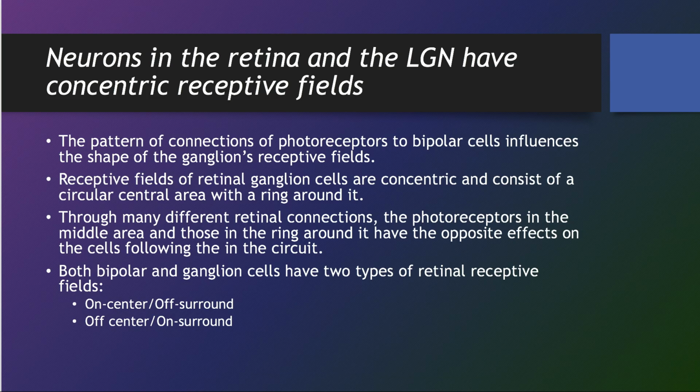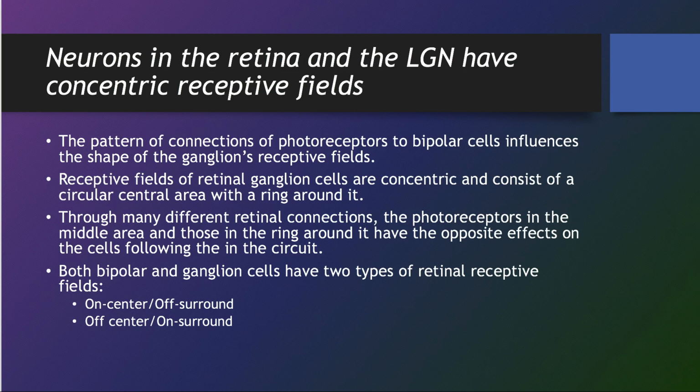Neurons in the retina and LGN have concentric receptive fields. The pattern of connections of photoreceptors to bipolar cells influences the shape of the ganglion cell's receptive fields. Receptive fields of retinal ganglion cells are concentric and consist of a circular central area with a ring around it. Through many different retinal connections, photoreceptors in the middle area and those in the ring around it have the opposite effects on the cells following the circuit.